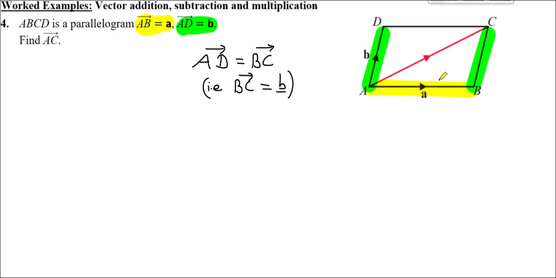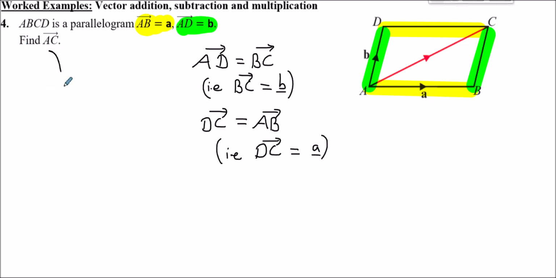And in the same way, this top line here from D to C, that's the same size and direction as from A to B. So in other words, from D to C, which is the same as from A to B, must be also vector A.